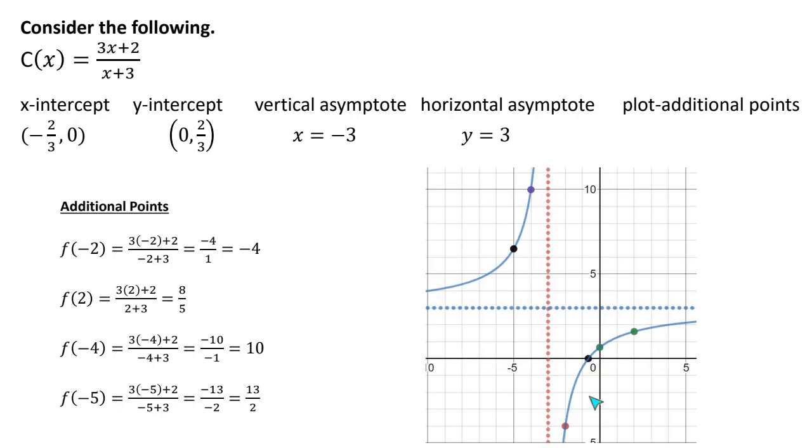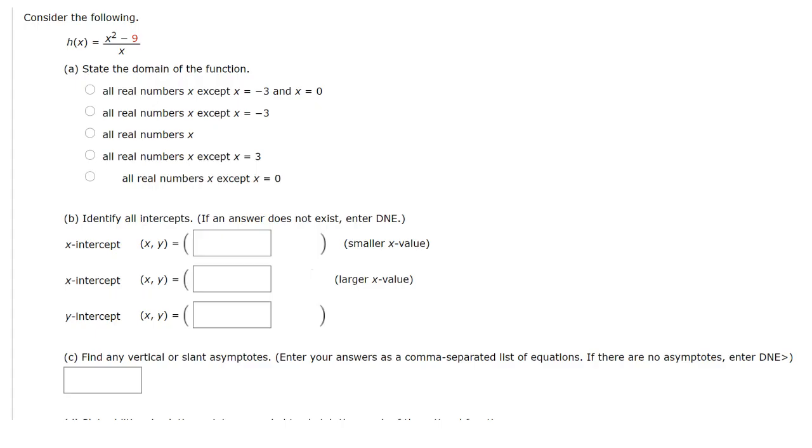So if we plot these points, we have negative 2 and negative 4. That's this point here. Then we have 2 and 8/5, somewhere around here. And then we have negative 4 and 10, and negative 5 and 13/2. So we connect our points. We know that the graph should get closer and closer to the vertical asymptote and to the horizontal asymptote, but will not cross. Okay, so that was the second option, when the degrees are the same. Now we'll go to the last option.